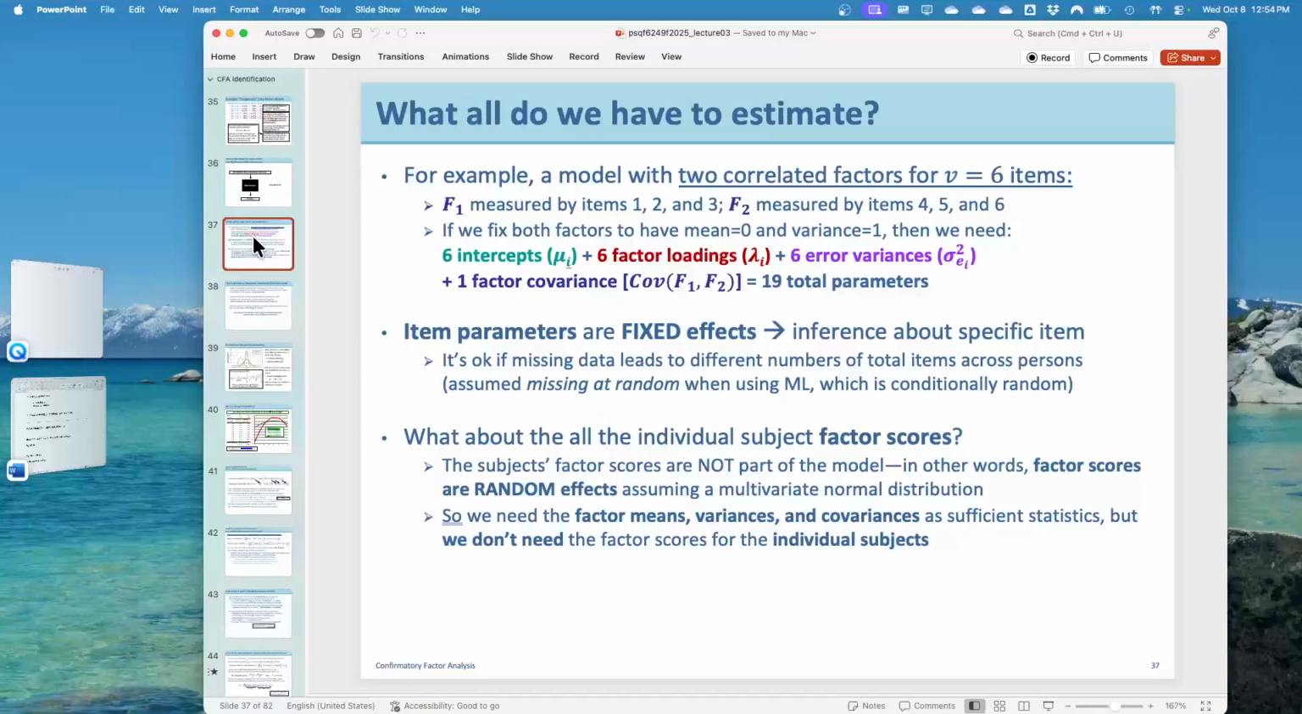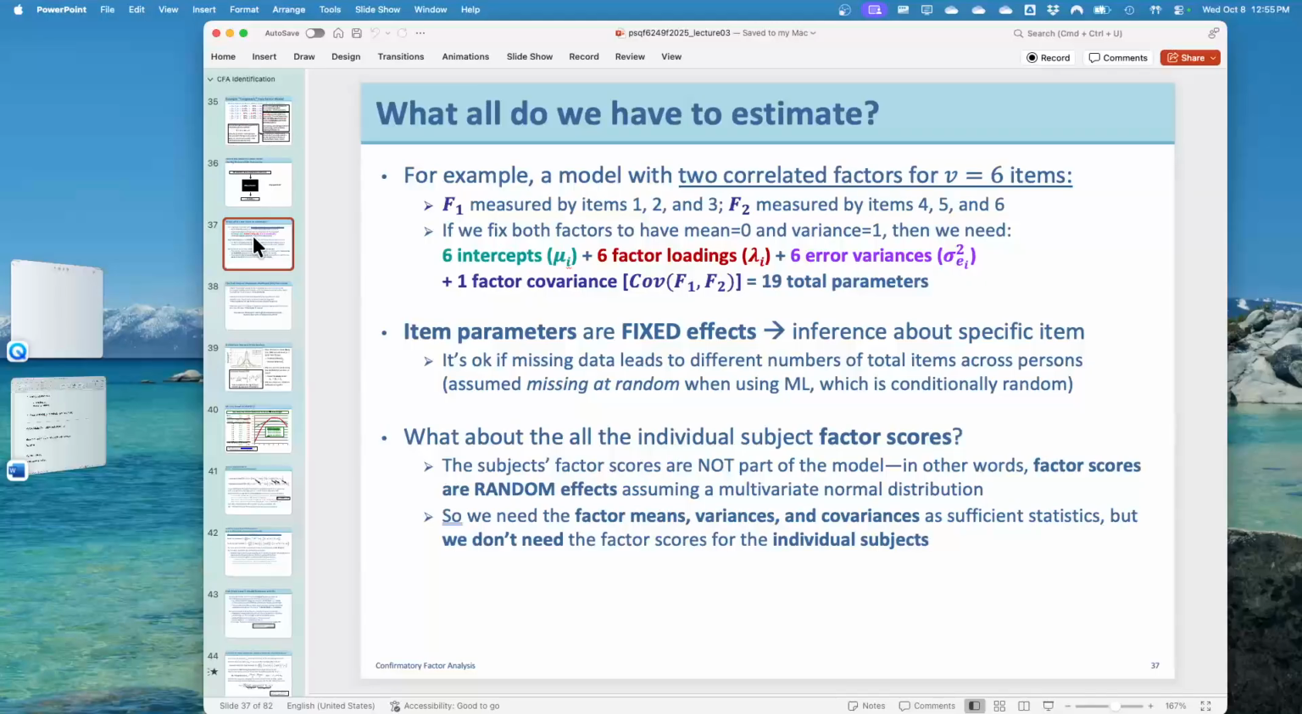So 19 total parameters. The item parameters themselves are, if you're thinking of this from the perspective of a multi-level model where there might be fixed and random effects, in this sense, the item parameters act as fixed effects, meaning that they are constants. They're like regression slopes.